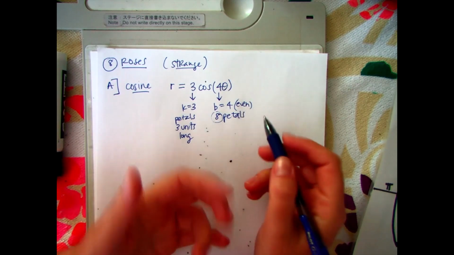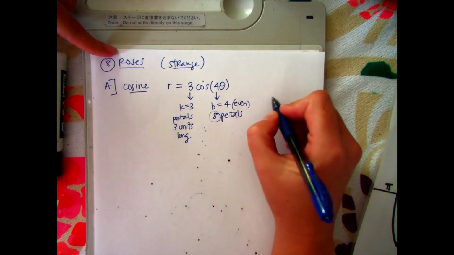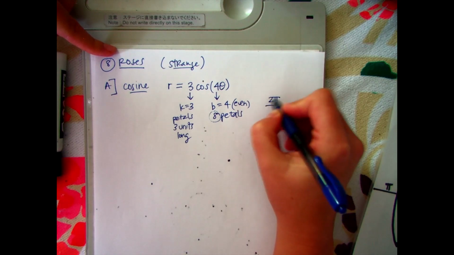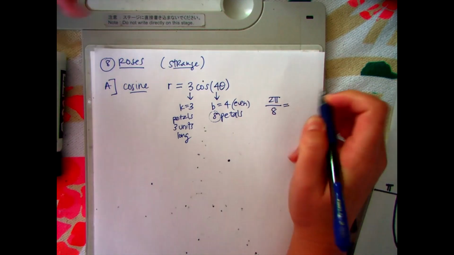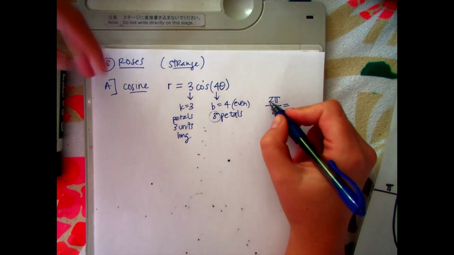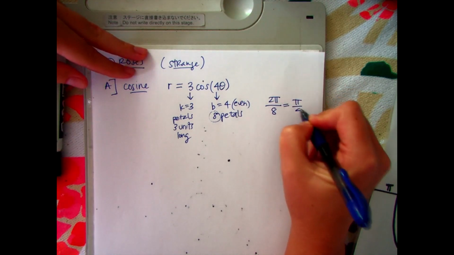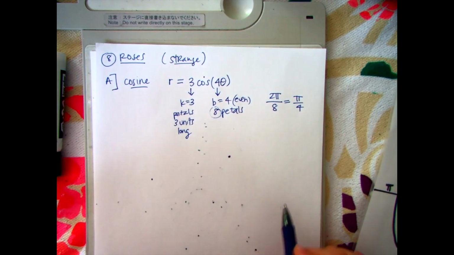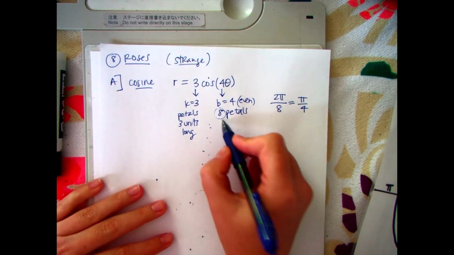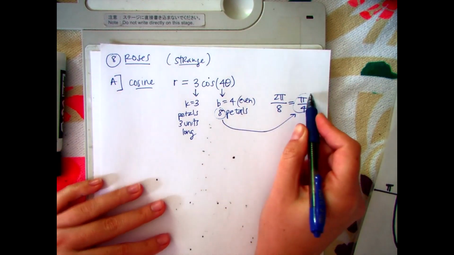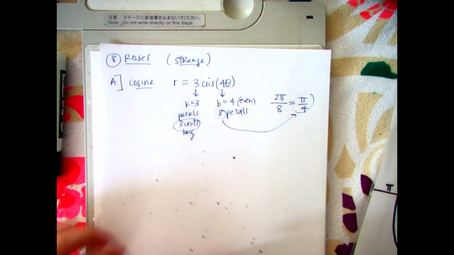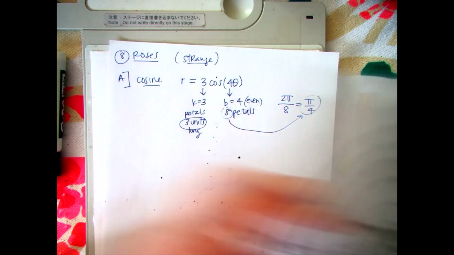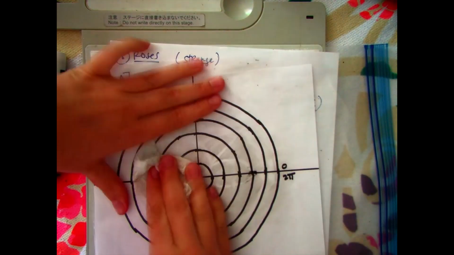Now these are symmetric petals. So what does that mean? We're dividing the 2 pi into 8 petals. So how big is each petal? Each petal is pi over 4 apart. So there are 8 petals that are pi over 4 radians apart from each other, and each of them are 3 units long. So let me show you how easy this can be.